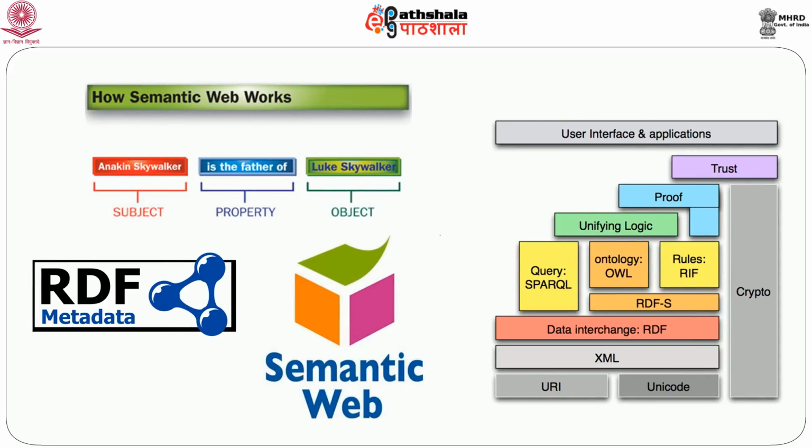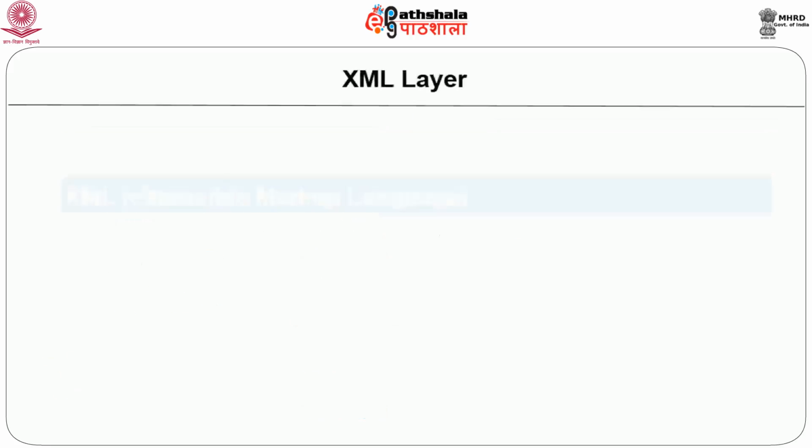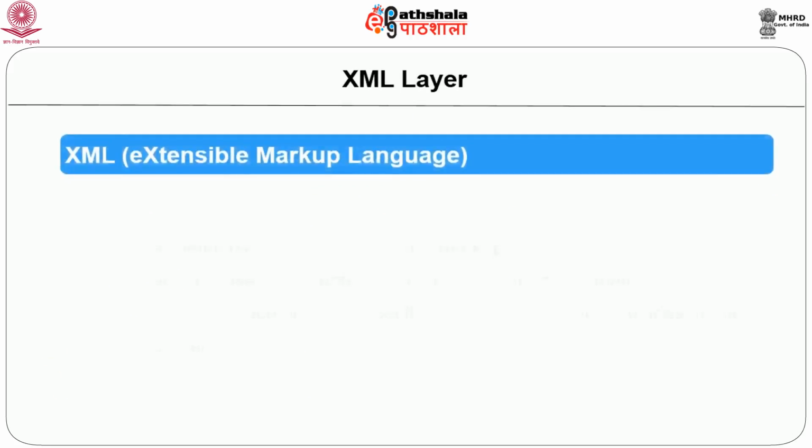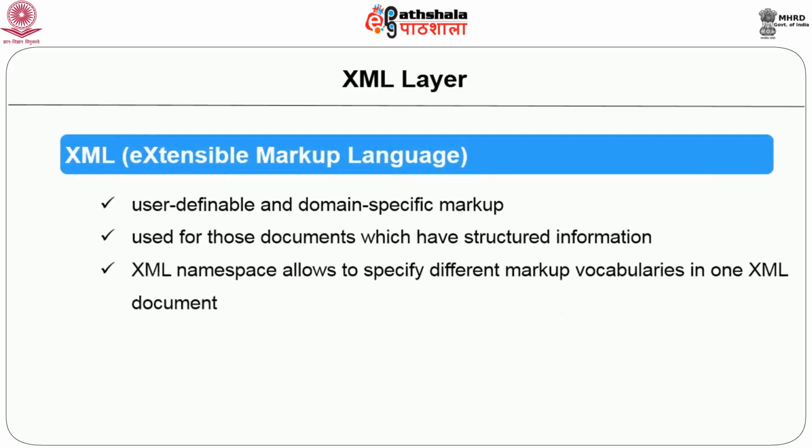But before RDF, the normal HTML has to be converted into XML. XML is an open format. XML stands for Extensible Markup Language. This is a user-defined, domain-specific markup language used for documents which have structured information. And XML can have a namespace, which allows specifying different markup vocabularies in one XML statement. So you can see there is a namespace where RDF vocabularies are specified. If RDF is using a namespace, you can use RDFS for that.